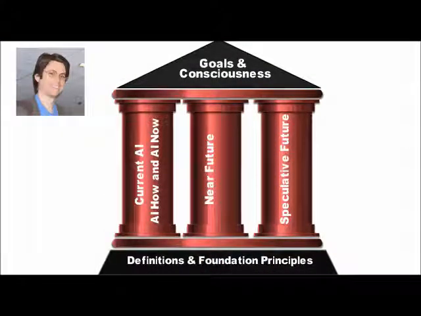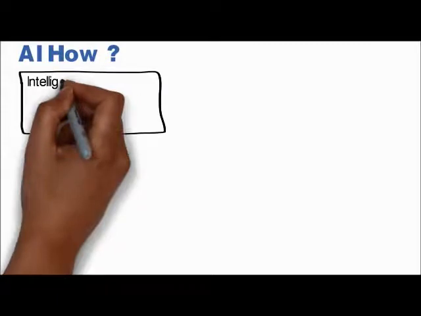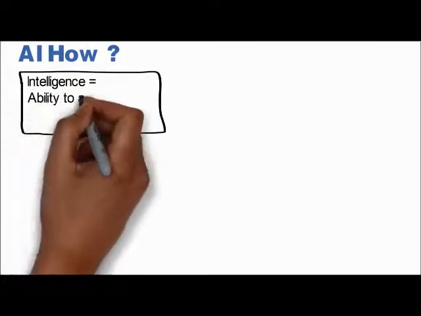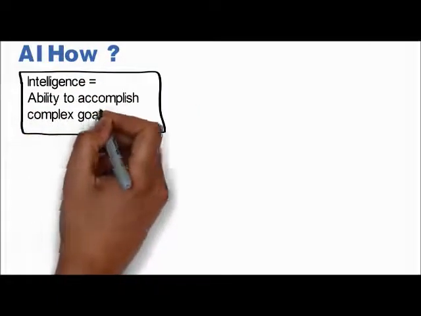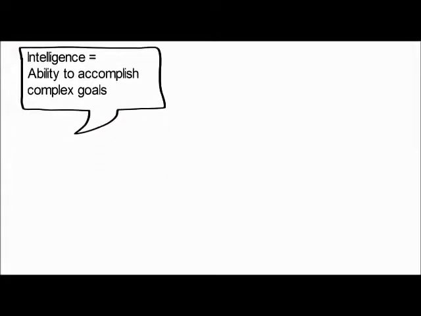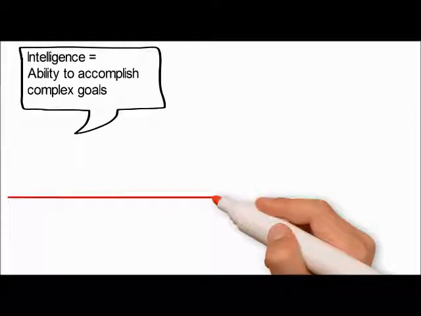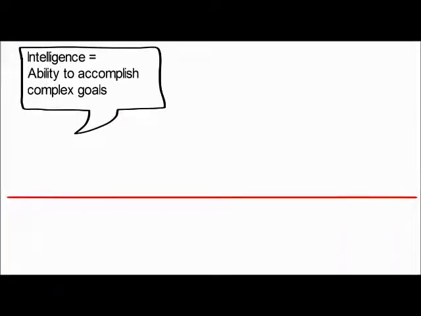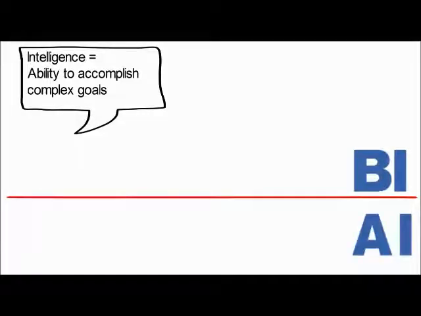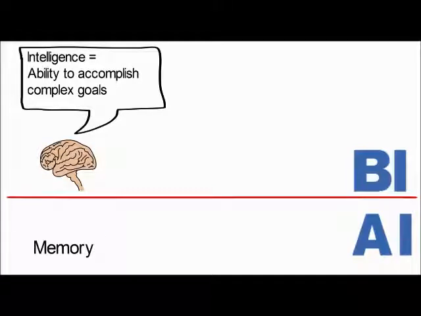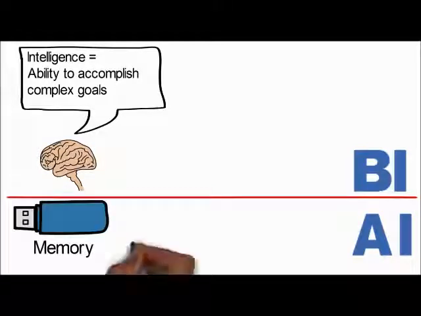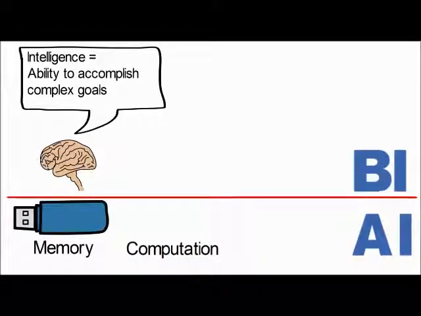Then he gets into what I'm calling AI how and AI now. When he gets into AI how, the question is: how is artificial intelligence possible? He starts with the definition of intelligence, the ability to accomplish complex goals. Then he puts a dividing line between biological intelligence and artificial intelligence. He talks about memory: in biological intelligence, memory is in the brain, and artificial intelligence also has the capability to do memory.